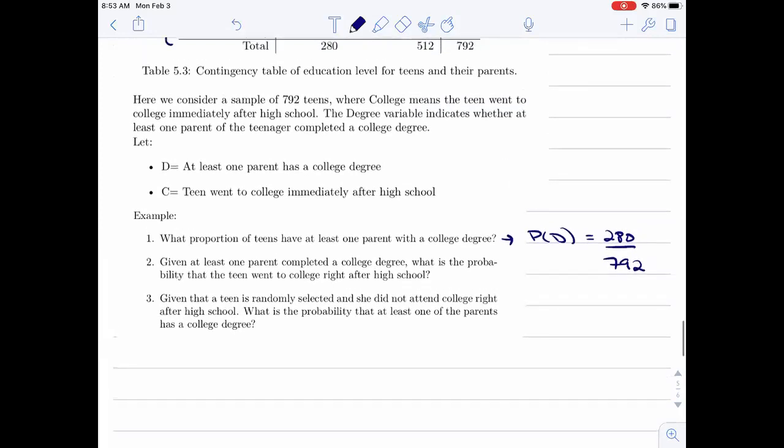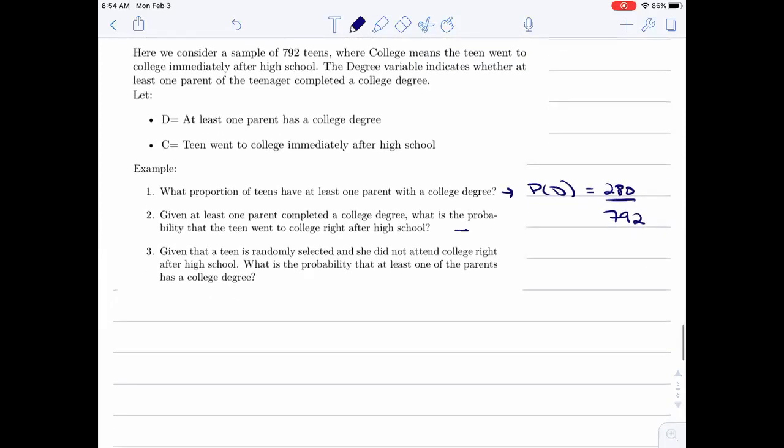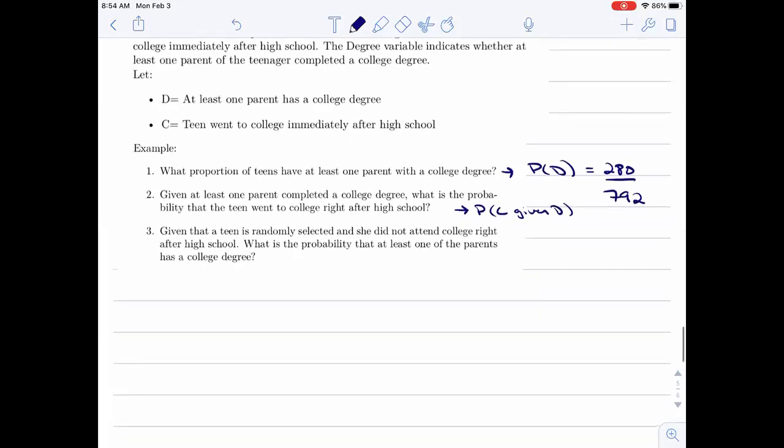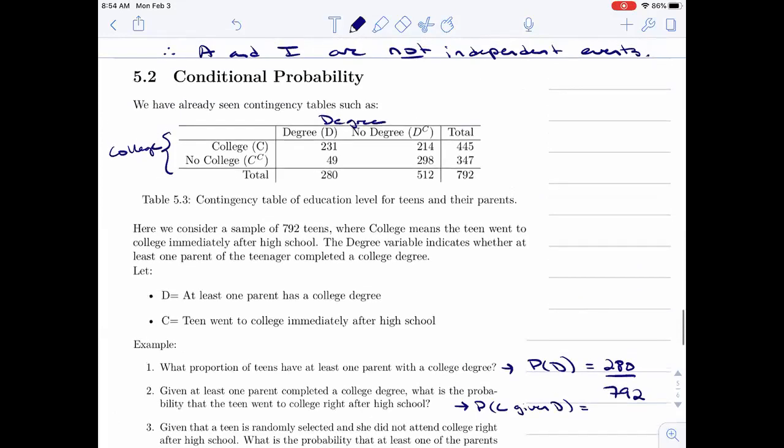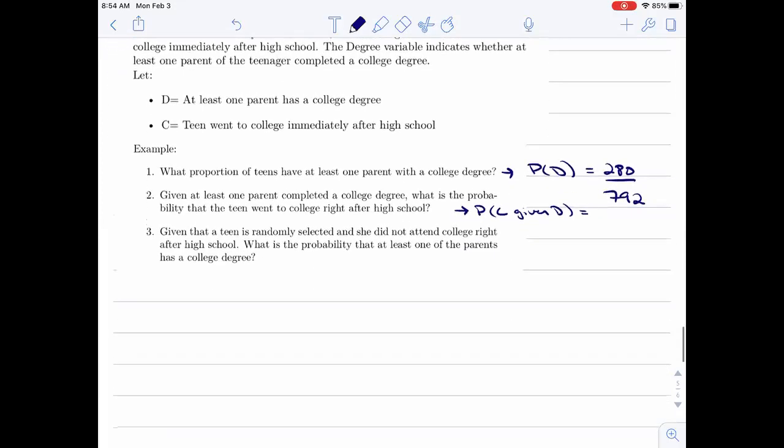So given that at least one parent completed a college degree, right? So now we're only talking about out of those 280, right? Because we know that we're pulling from that group. What's the probability that the teen went to college right after high school? And so what we say is that the probability of C given D, and we'll have better notation for that in just a second here, that's going to be the 231, right? Those are the kids who went to college out of 280 whose parents have a college degree. 231 out of 280.